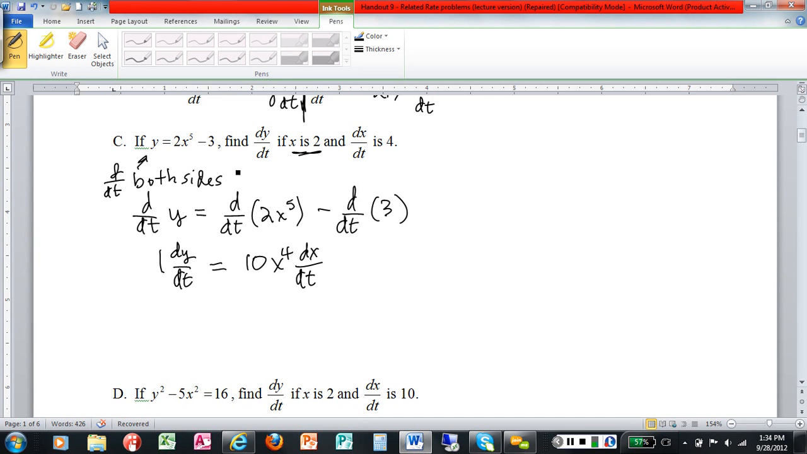Okay. All right. Now, as you can see, I've got two derivatives present there, but that's no big deal here because here's what I'm trying to find. Go back to what I'm trying to find. I'm trying to find dy/dt if x is 2 and dx/dt is 4. Can I do that now?